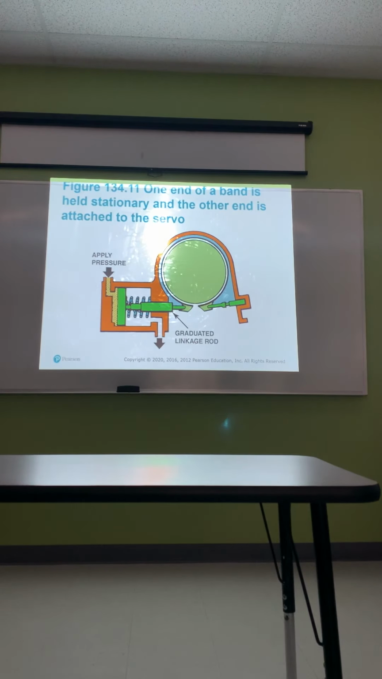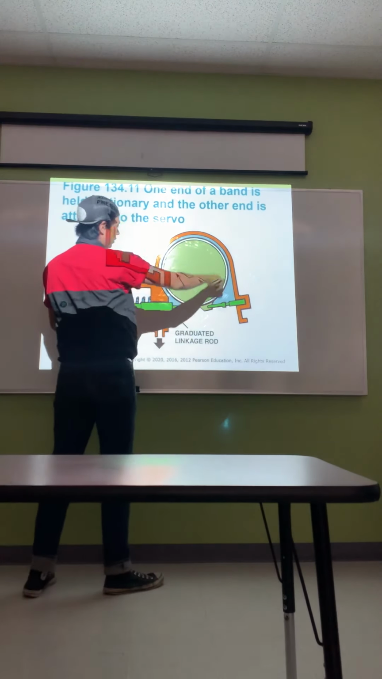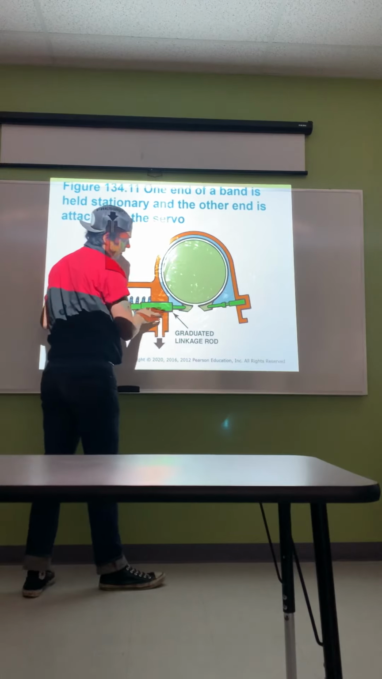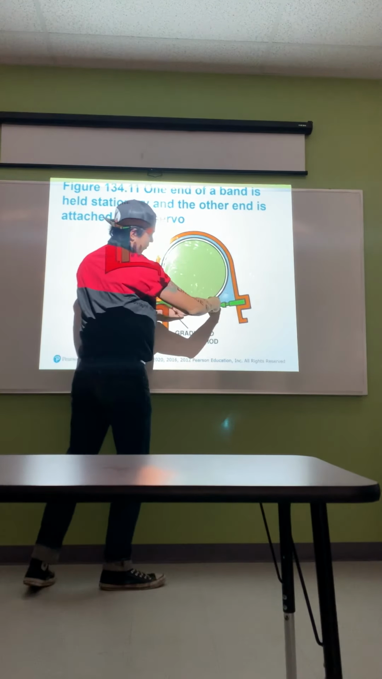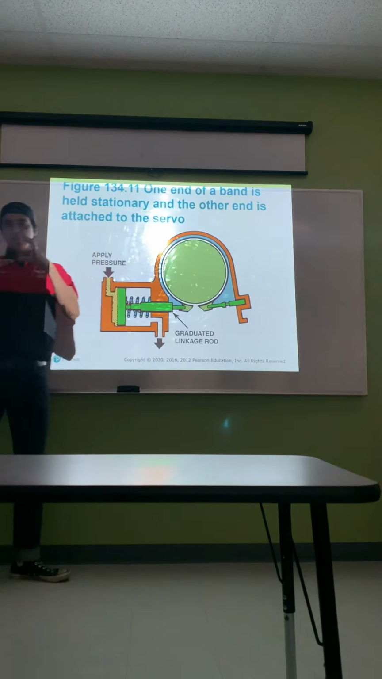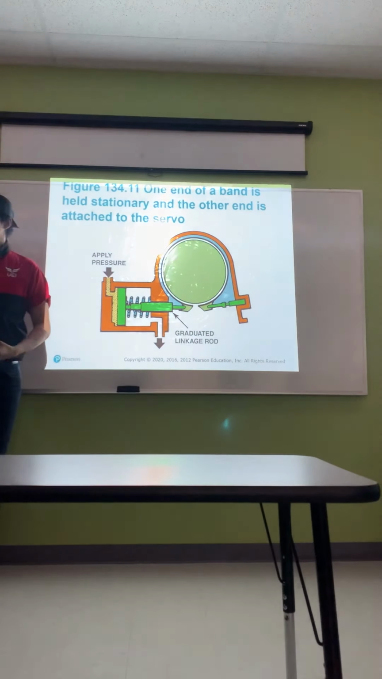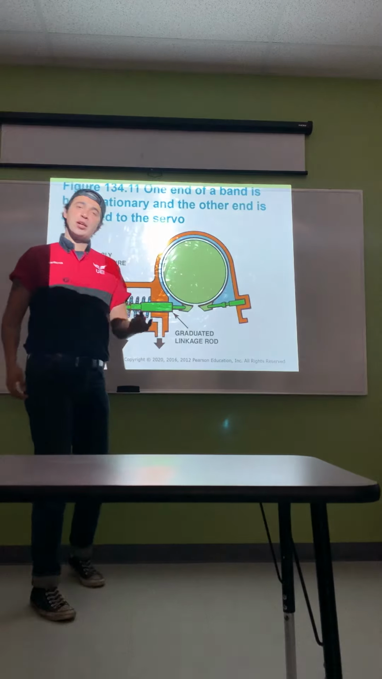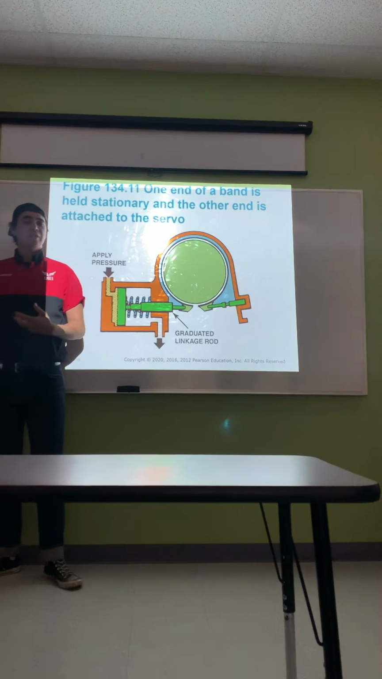One end of a band is held stationary and the other end is attached to a servo. So as this drum starts to spin, the servo is going to apply pressure. When it applies pressure, it's going to grab. When it grabs, it's going to hold that drum. It's going to shift it to the next gear. Some vehicles have two bands, some of them have one. It just depends on the transmission.